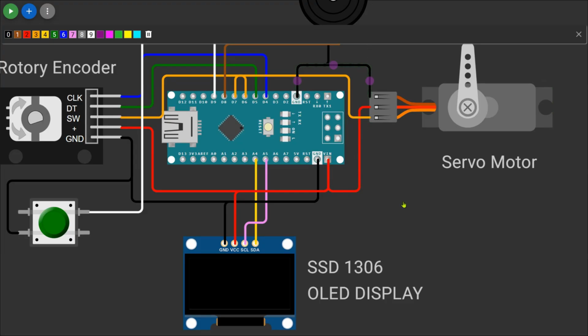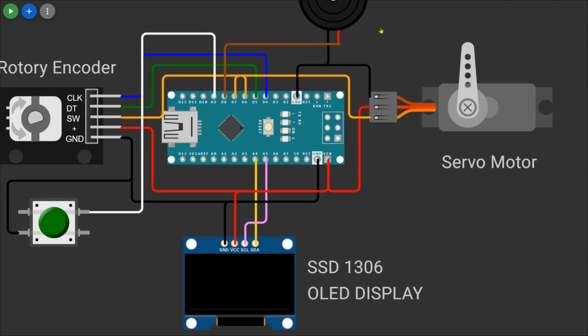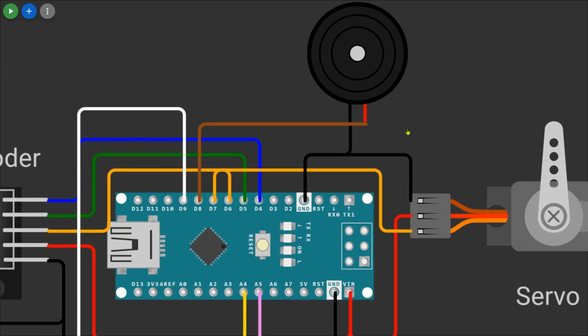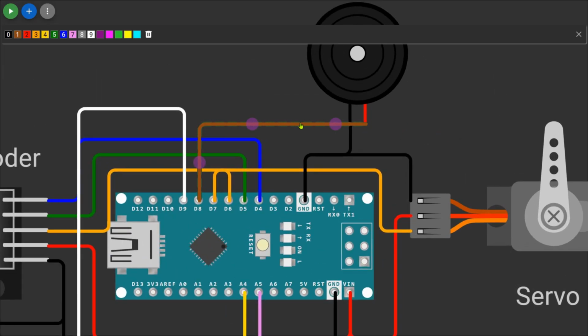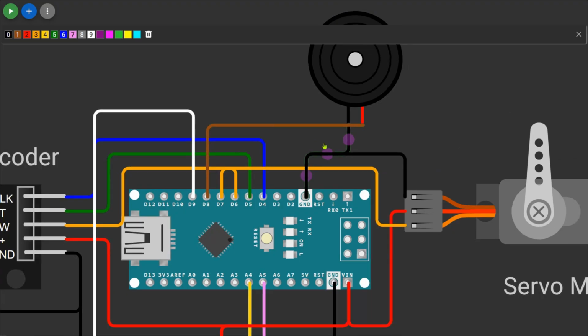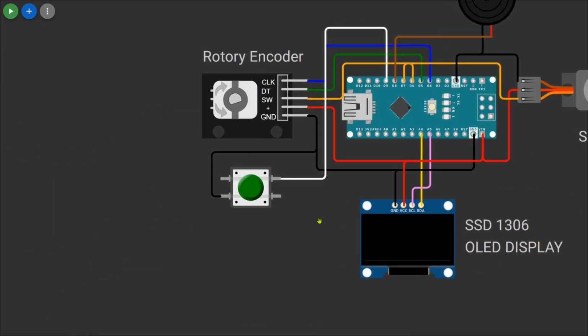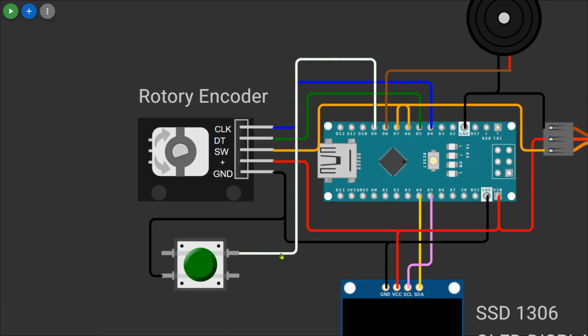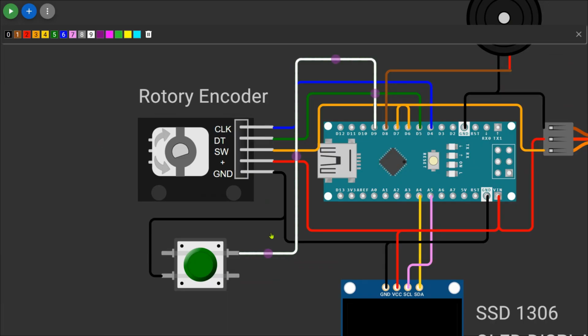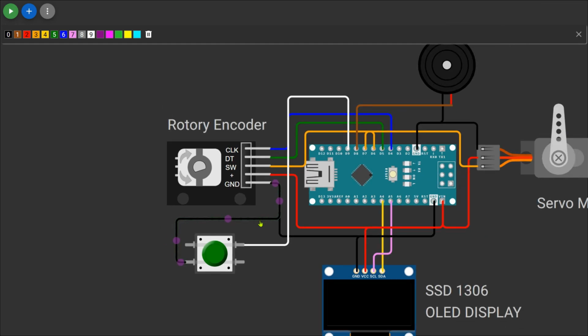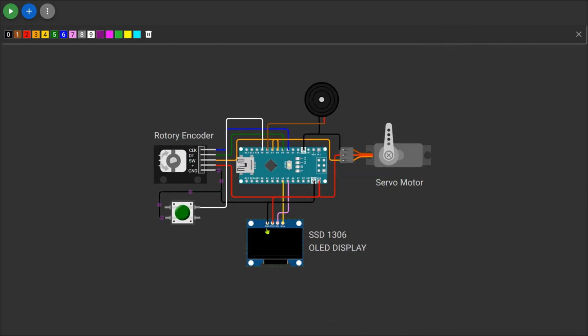Remember, if your servo needs more current than the Arduino can supply, use an external power source for the servo's VCC and connect the grounds together. Let's connect the buzzer. The longer leg, which is the positive one, goes to digital pin D8, and the shorter, negative leg goes to ground. Finally, the inside exit button. Connect one of its legs to digital pin D9 and the other leg to a ground pin on the Arduino. And that's it. All our connections are now complete.